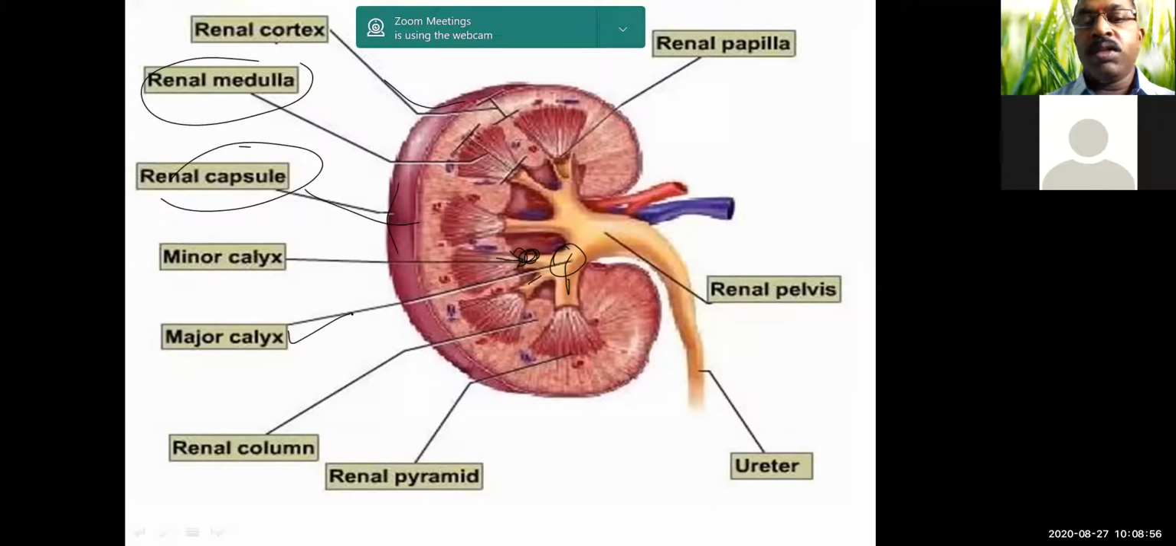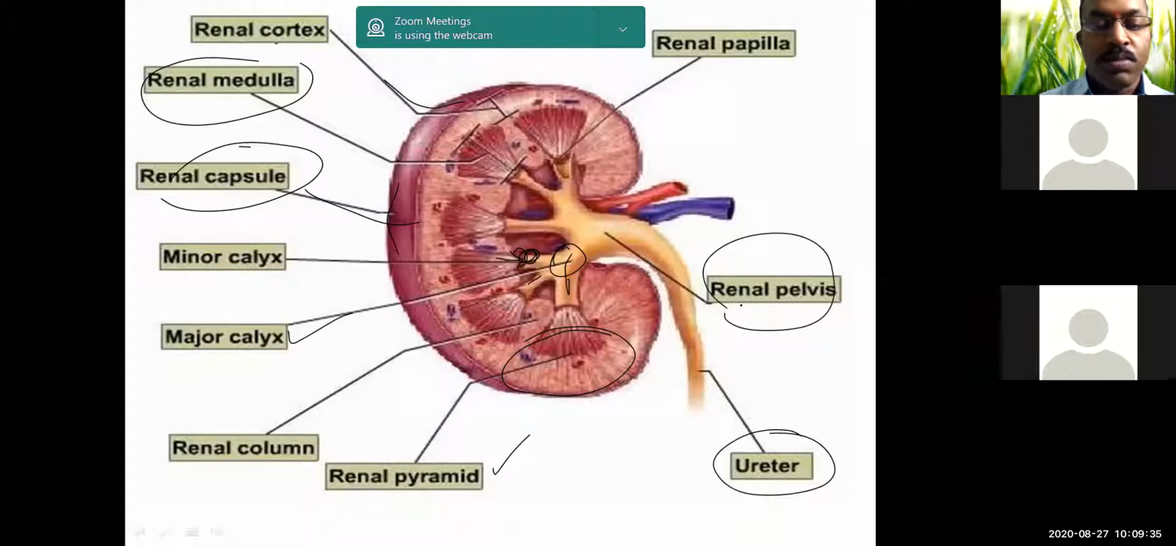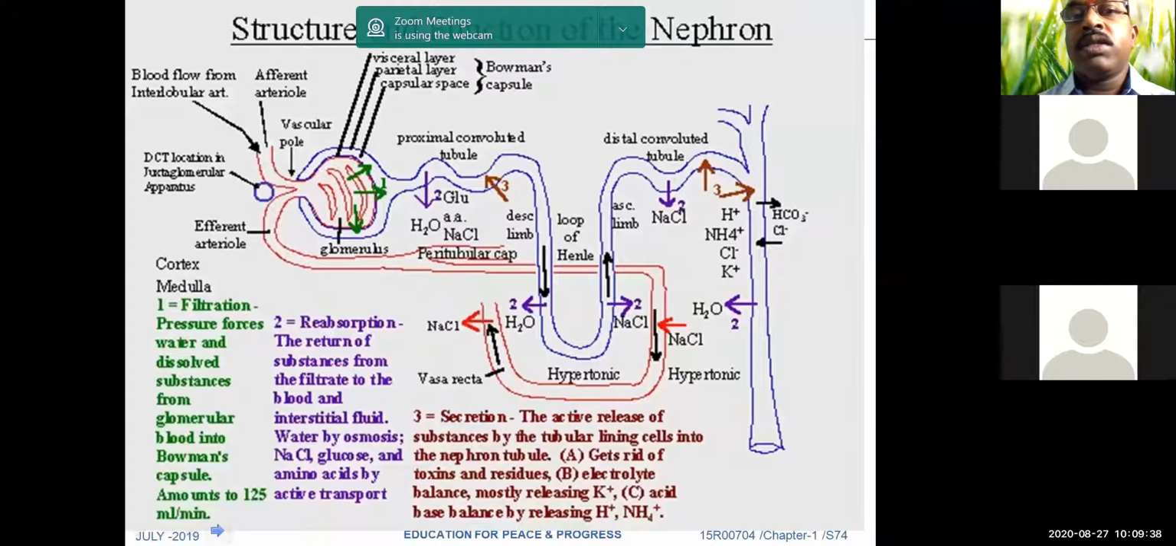which is known as major calyx. Then renal columns, this is the region where a bunch of nephrons is called renal columns, and then the bunch of the nephrons together are called renal pyramids. And then renal pelvis, the tube which is coming out from the kidney, and then the tube which joins the kidney with the urinary bladder is called the ureter. So in the exam, they may ask you the anatomical structure of the kidney, so we must be able to write this. Then coming to the next slide.